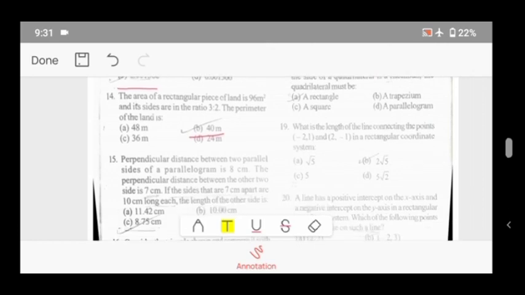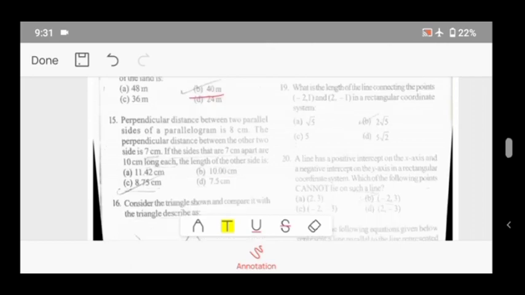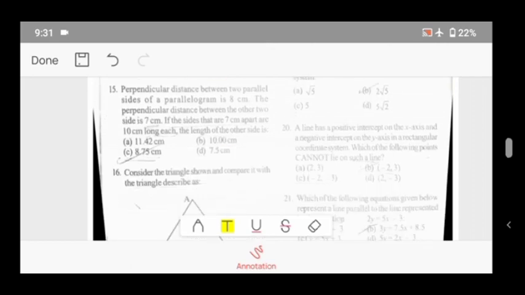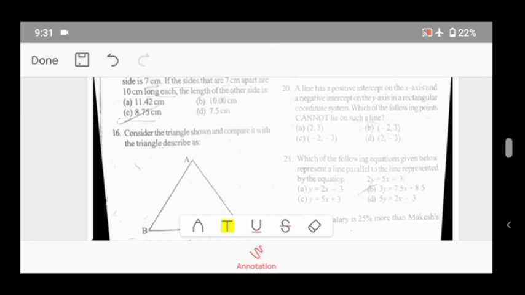What is the length of the line connecting the points in a rectangular coordinate system? The points have been given, so first you have to solve it. Then you will get the answer B, 2 under root 5. Next, 21: a line has positive integer x and y intercepts. We have to select which cannot lie on the line. So the answer will be B1. Which one? B1. Okay.